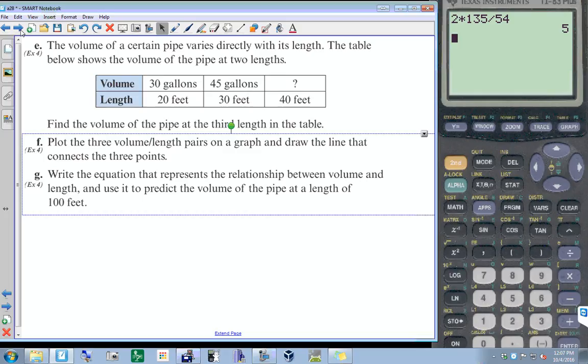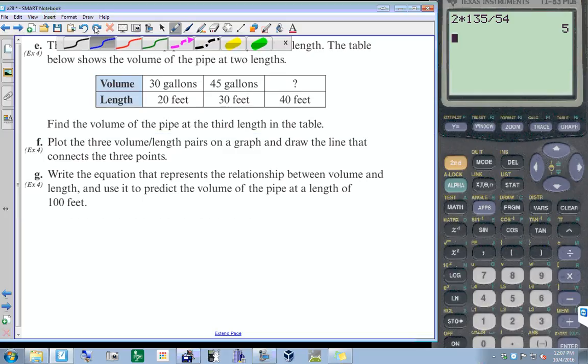So, Jordy, what'd you get? 60. Did it really even take that much to figure that one out? Not really, because if you had noticed over here, 20 gallons, 40, it doubled it. 30 should go to 60.